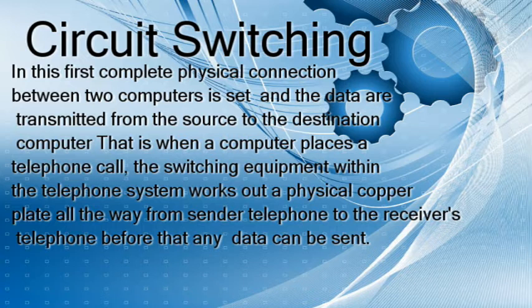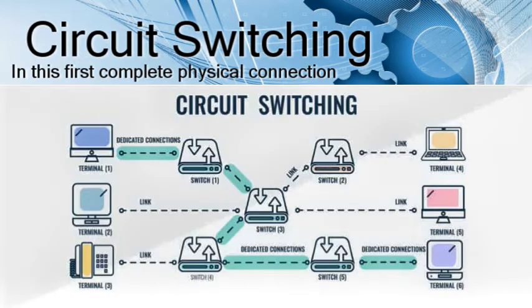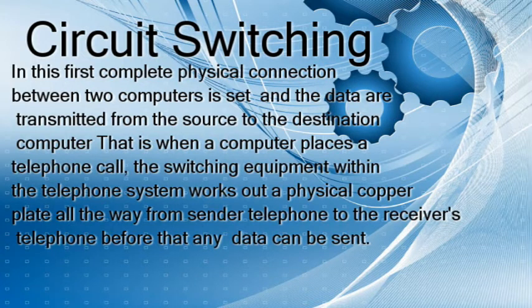Then what happens when a computer places a telephone call? The switching equipment within the telephone system seeks a physical copper path all the way from the central telephone to the receiver telephone. Like whenever we are calling through a telephone line, a transmission medium goes through the phone towards the other end, and then it builds a connection between the receiver end and the source end. So the important property of this switching technique is to set up an end-to-end connection between computers before any data can be sent. Basically, circuit switching means we have to create a path whenever we want to share some information between two things.